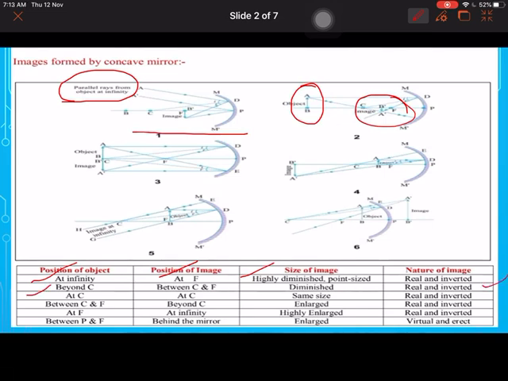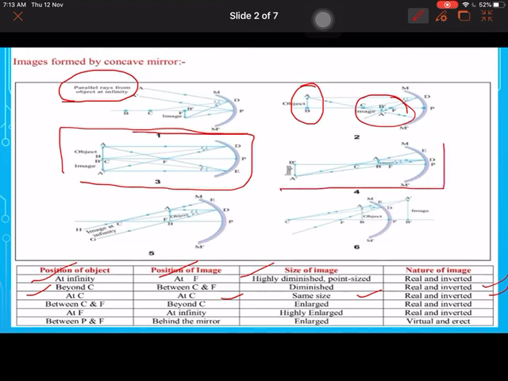Third is when the object is at C, that means the center of curvature. Remember, when the object is at the center of curvature, the position of the image will also be at the center of curvature. It will be of the same size, real and inverted. Fourth is when the object is between C and F, then the image is beyond C. It's just the opposite of your second case.